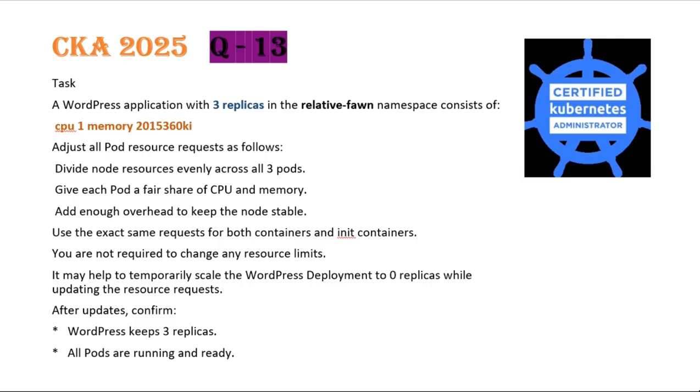So if required, temporarily we can scale the WordPress deployment to zero while making the changes to the resources. And finally, once we update, we need to make sure the WordPress application is running with three replicas and the pods are all running and ready. That is what the question is all about. So let's begin the practical task.